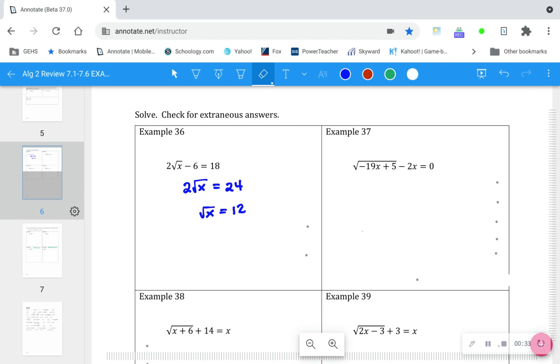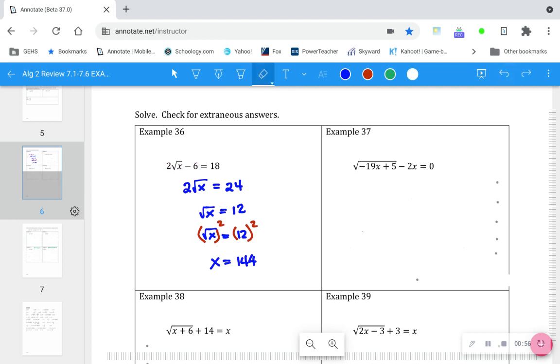Now, to get rid of the square root, you square both sides, and you get your answer of 144, and you should check this by plugging it back in the original problem. You can do that easily by storing the value of 144 for the value of x, and once you do that, then you can just type this to see if it equals 18.